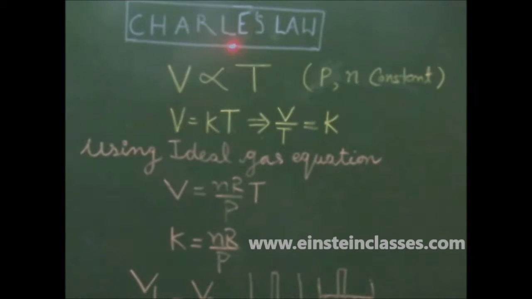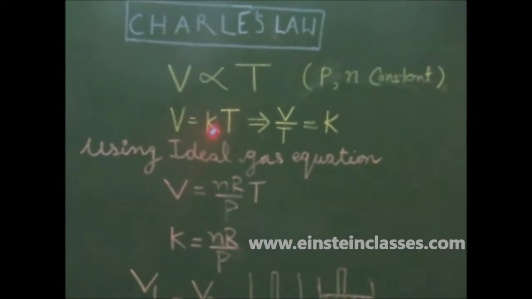Now we are discussing Charles law. According to Charles law, the volume of a gas is directly proportional to the temperature if we keep the pressure and amount of gas, meaning moles, constant. Temperature should be in the unit of Kelvin. Volume of a gas is directly proportional to the temperature.